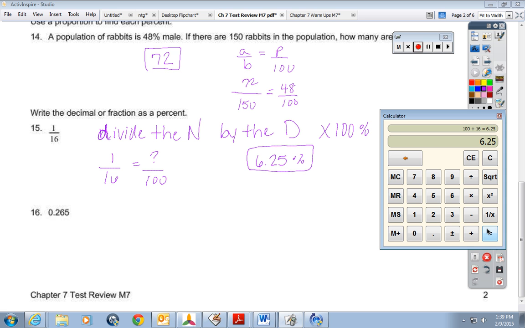Number 16, all we have to do is move the decimal point to the left or the right. Which way do you think we're going to move it? Okay, if we are going from decimal to percent, we move it 2 places to the right and draw the percent sign. So our answer would be 26.5%. Yes. You would need the 6.25. We go ahead and don't mark it wrong because it didn't say what decimal point to put it to.